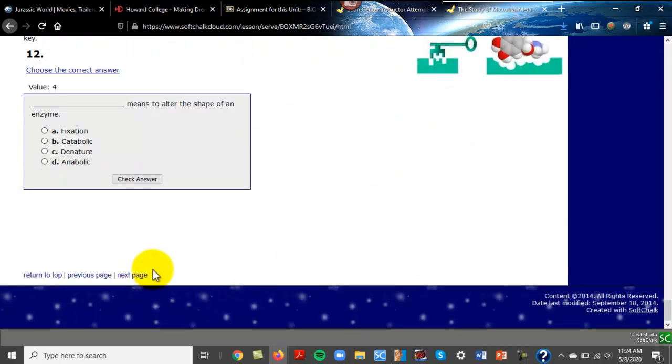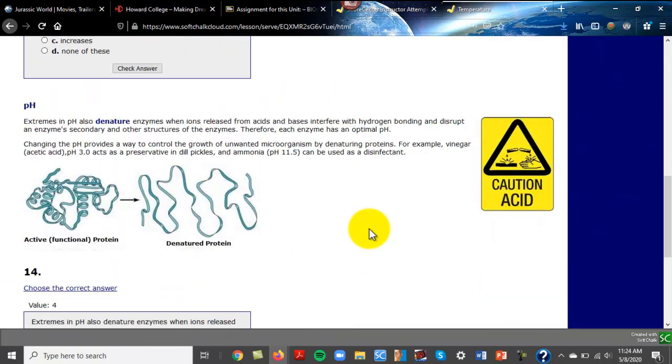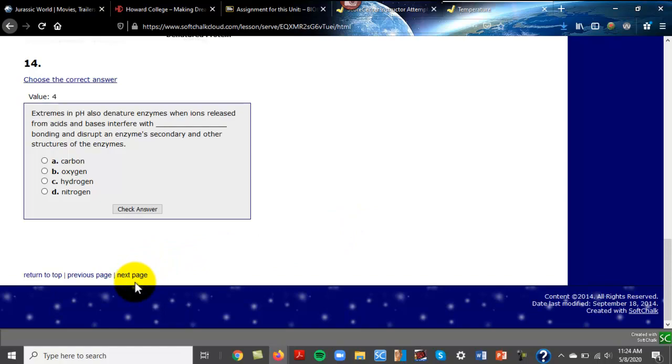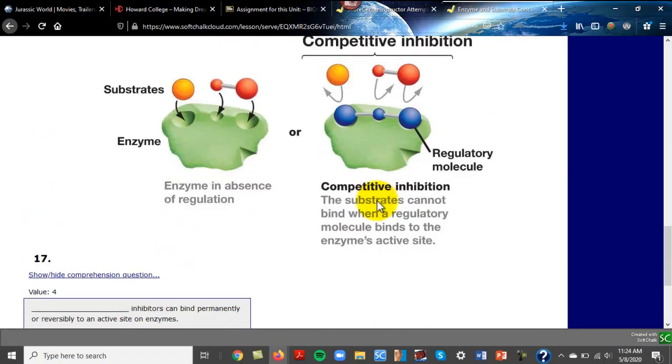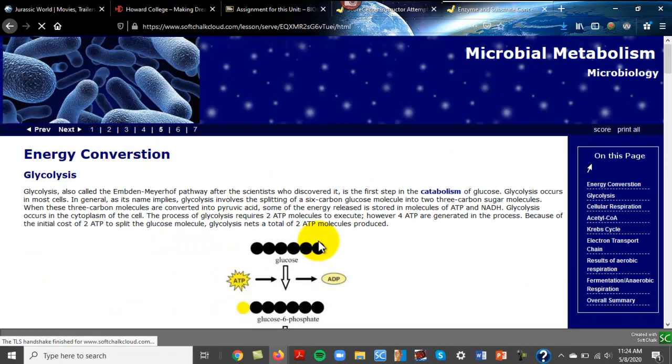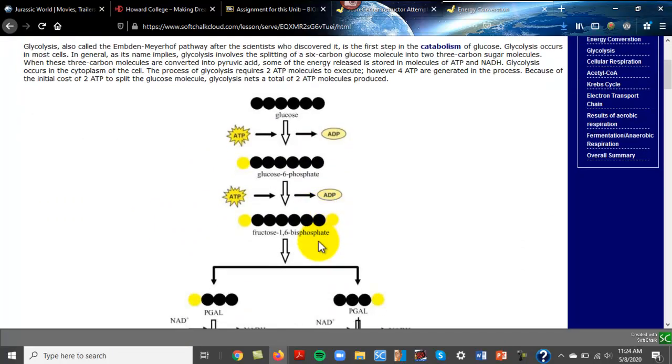Yeah, the lock and key example, enzymes and substrates are like a lock and key. And I think this is where these lessons really help because you get to answer questions. There's a competitive inhibitor one. Okay, so here's a diagram.